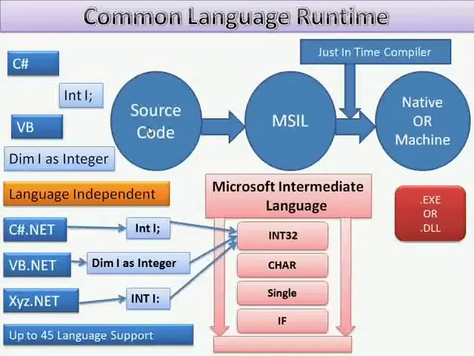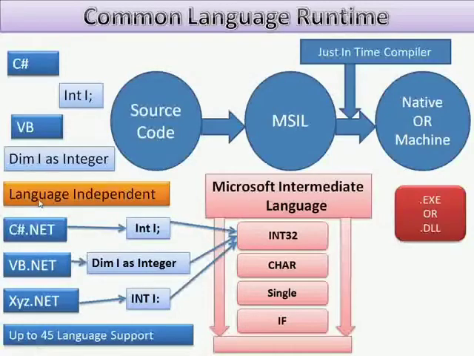So let's start with one example. I have one integer variable i. This is in C#, and suppose I declare an integer variable in VB: Dim i as Integer. This is what we call source code. Now what is the functionality of the common language runtime? It converts your source code into MSIL code. MSIL stands for Microsoft Intermediate Language.